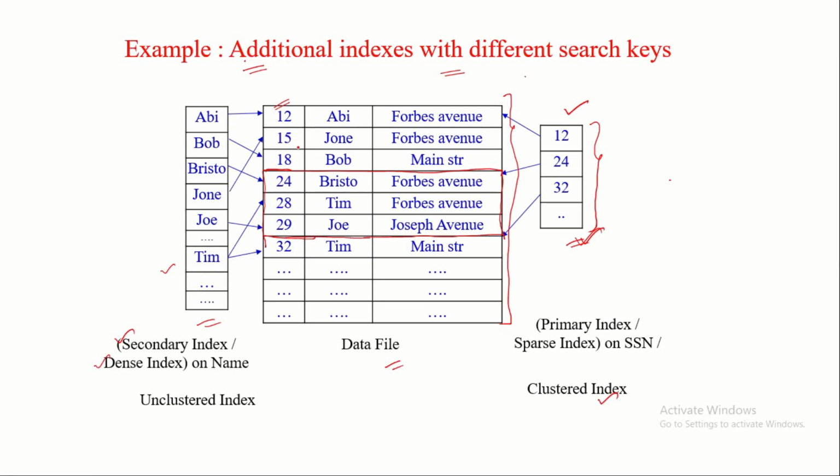Okay, and also you can notice the order in which the data entries are in the index file and the order in which the records are stored in the data file are not similar. That's why it is known as an unclustered index. Okay, students, in this video we learned about different indexing methods.